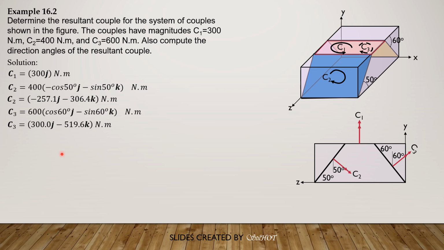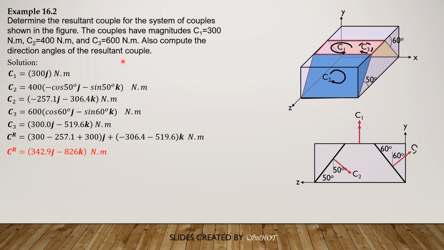There's no i component, so let's begin with j: 300, then negative 257.1, then plus 300 again. Then for k, we have negative 306.4 and negative 519.6. So combining like terms, we have the resultant couple in vector form: 342.9j minus 826k Newton meter.